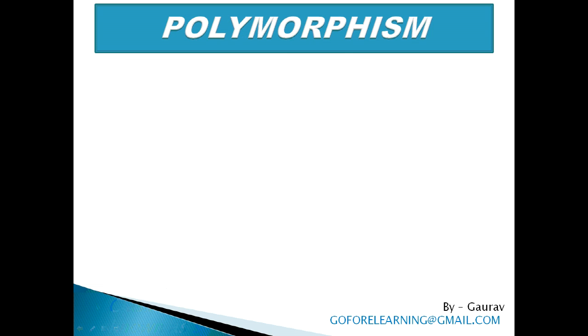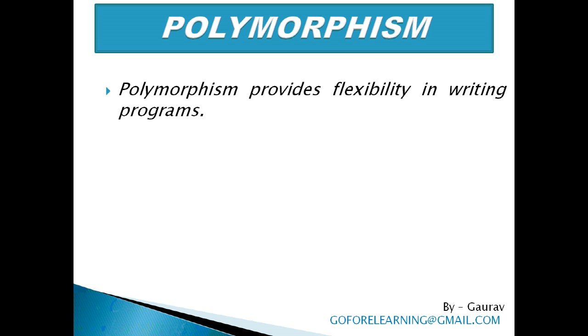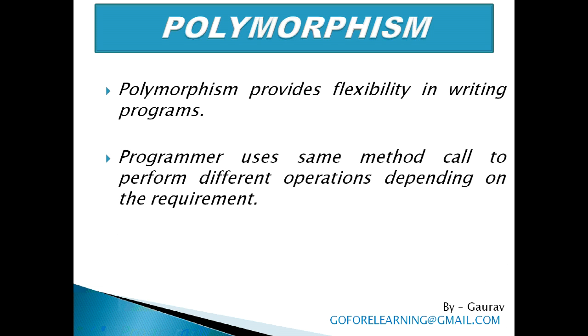Next one is polymorphism. Polymorphism provides flexibility in writing programs in such a way that the programmer uses the same method call to perform different operations depending on the requirements. So this is all about OOPS.